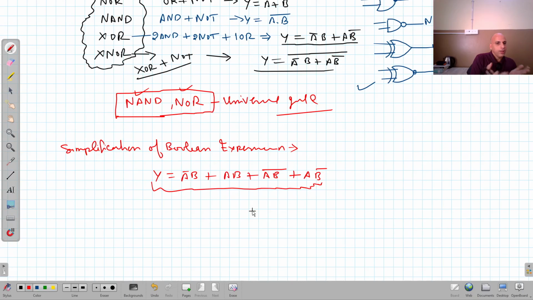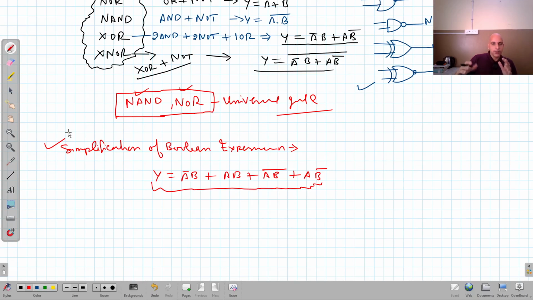You can see here, I can even draw this circuit by using different gates, but the circuit will be more complex. So I can simplify this equation by using some Boolean laws, and then the requirement of circuit elements will be reduced. I will take up some examples. So this question is usually asked, right? Simplification of a Boolean expression.